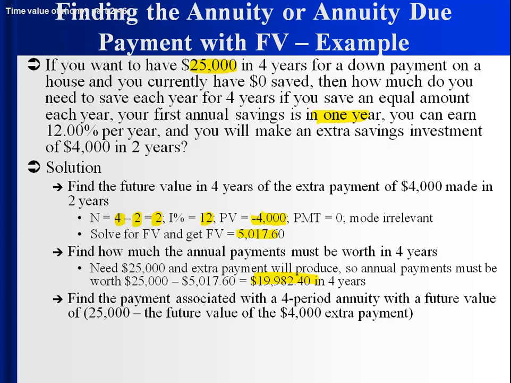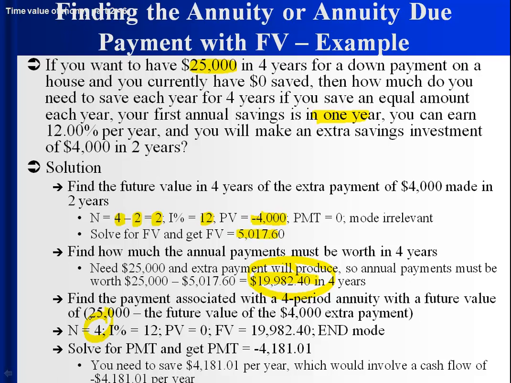So what we want to do is find the payment associated with a 4-period annuity, because we start in 1 year, that has a future value of $19,982.40. If the 4 regular payments get us $19,982.40, we know that the 4,000 in 2 years gets us $5,017.60, and we'll have our 25,000. So there are 4 payments. They start in 1 period. We can earn 12%. We need them to accumulate to $19,982.40. There's nothing else, because the extra payment gets taken into account separately, which is what got us the $19,982.40.